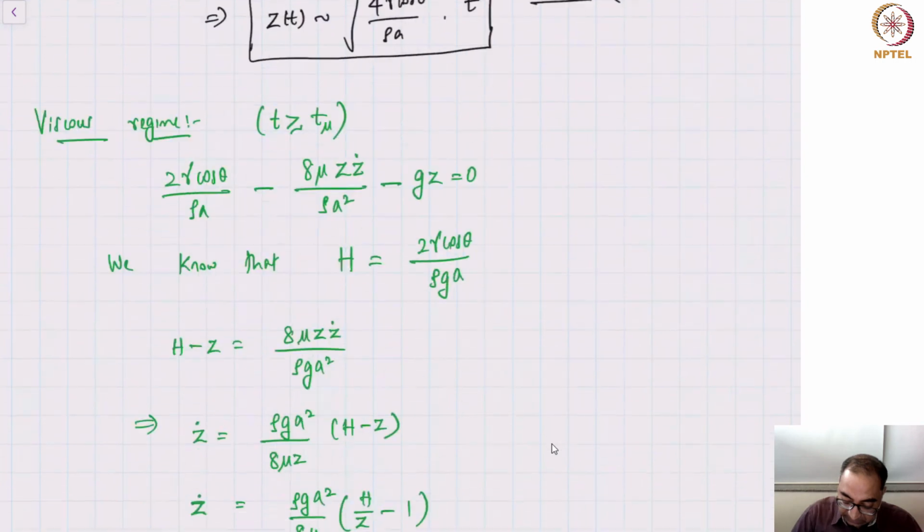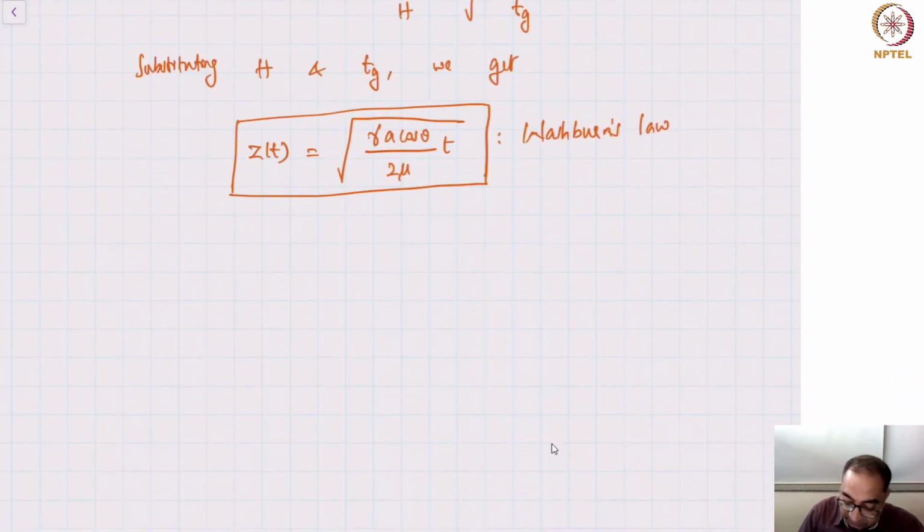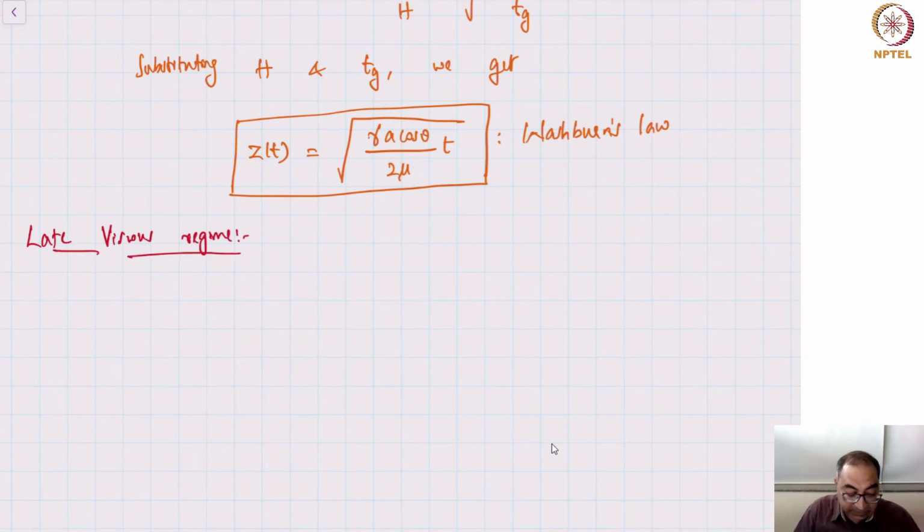Okay, and so now let's look at the final regime, which is the late viscous regime. In this regime, basically we are reaching z star much closer to 1, or rather I should say z star approaches 1 from below, okay.